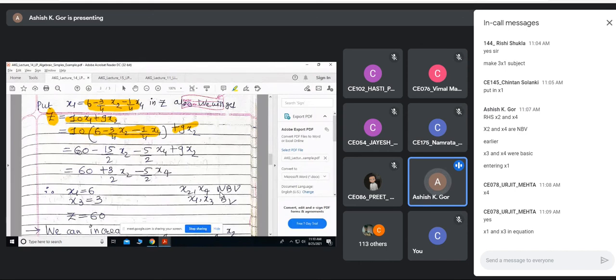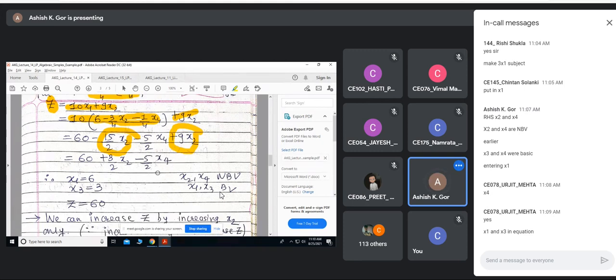Now you solve this. 10 into 6 is 60. 30 by 4 means 15 by 2 x2. 10 by 4 means 5 by 2 x4, plus 9x2. Now taking the x2 terms together, 9 is 18 by 2, 18 minus 15, so 3 by 2 x2. Here, minus 5 by 2 x4, and you get 60. So 60 plus 3 by 2 x2 minus 5 by 2 x4.